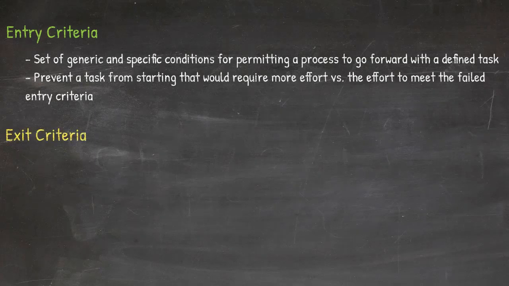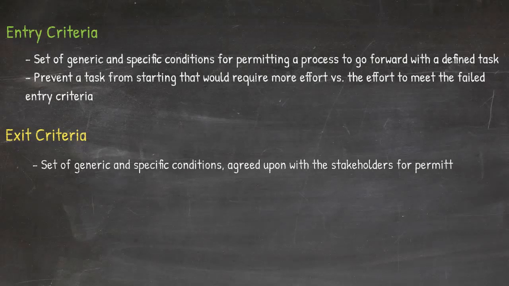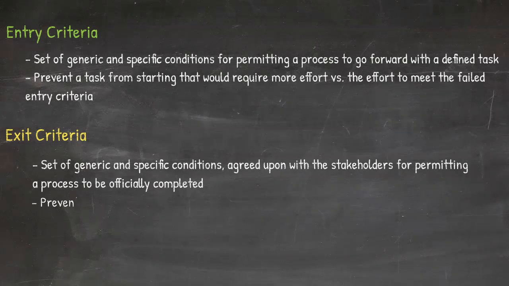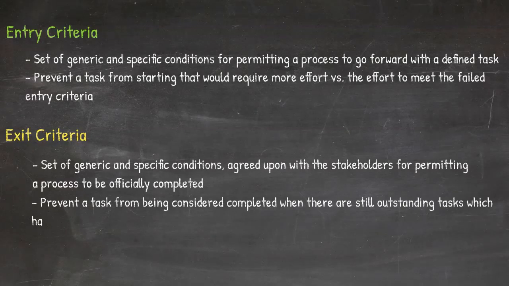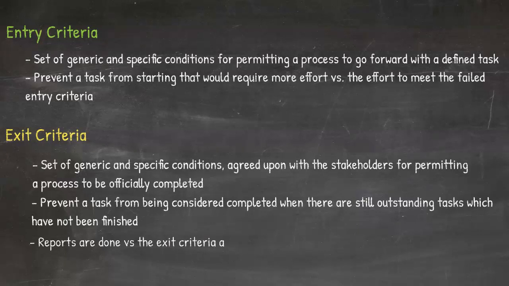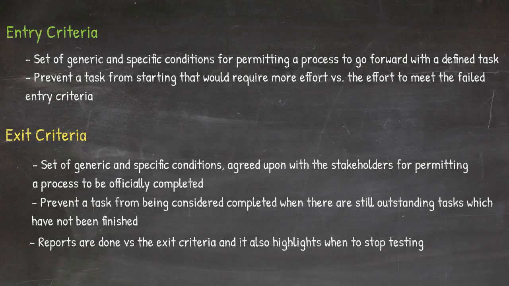As for exit criteria, as it sounds, it is the other way around. This represents the set of generic and specific conditions agreed upon with stakeholders for permitting a process to officially be marked as complete. The aim is to prevent a task from being considered completed when there are still outstanding tasks that have to take place. Please keep in mind that we also use the exit criteria in order to report versus it and highlight where we are and when we can stop testing.